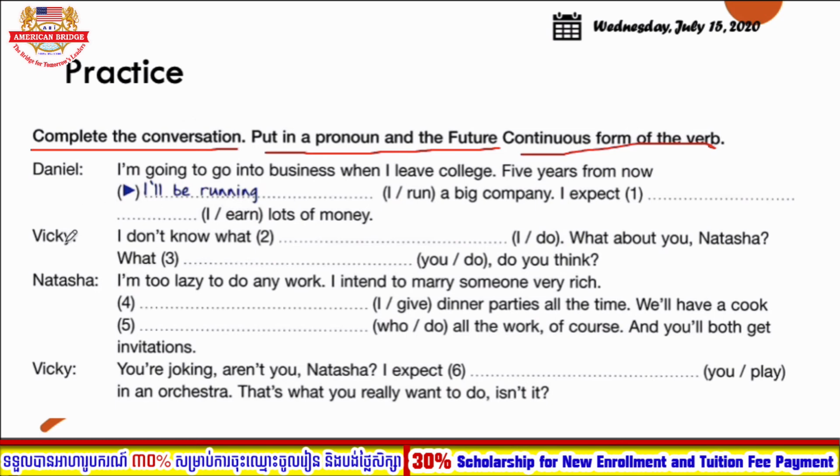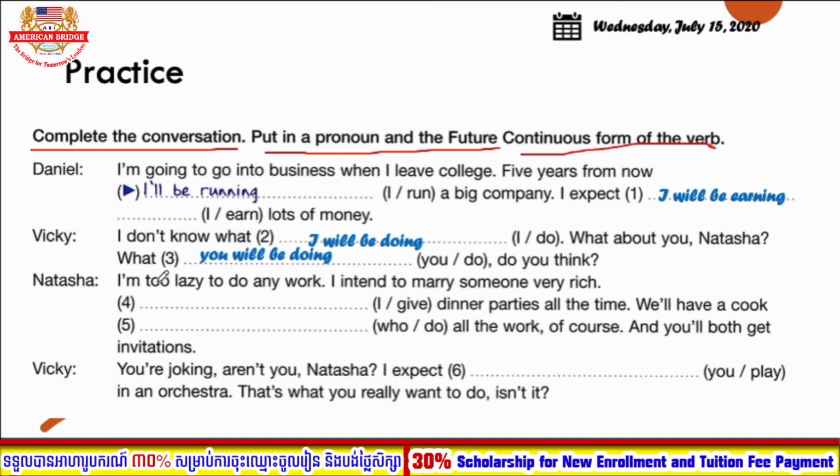So we have Danielle and Vicky. I'm going to go into business when I leave college. 5 years from now, I'll be running a big company. I expect I will be earning a lot of money. Vicky said, I don't know what I will be doing. What about you, Natasha? What will you be doing, do you think?